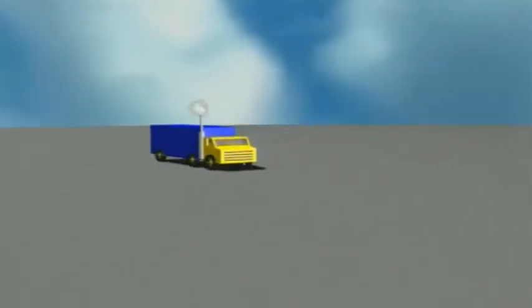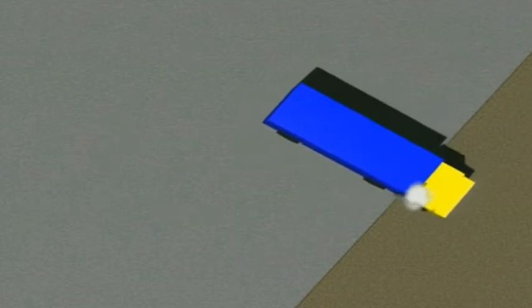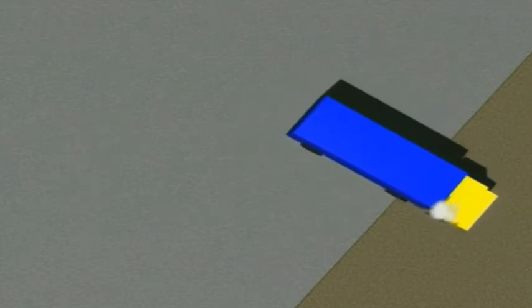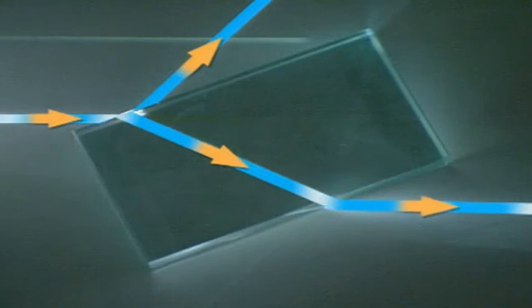To understand how speed can cause a change of direction, imagine a truck approaching marshy ground. If the marsh is at an angle, the right wheel slows first. The left carries on at speed for longer, swinging the truck round. So when light hits a glass block, it changes direction because it changes speed.